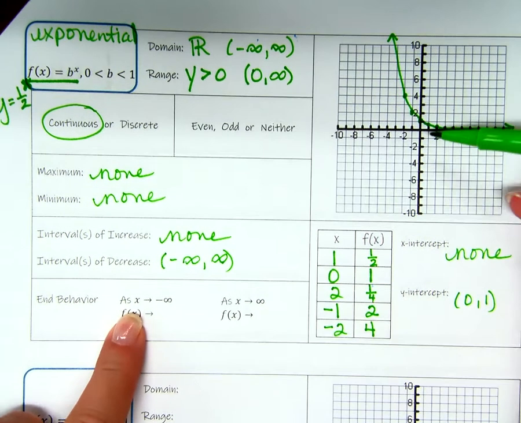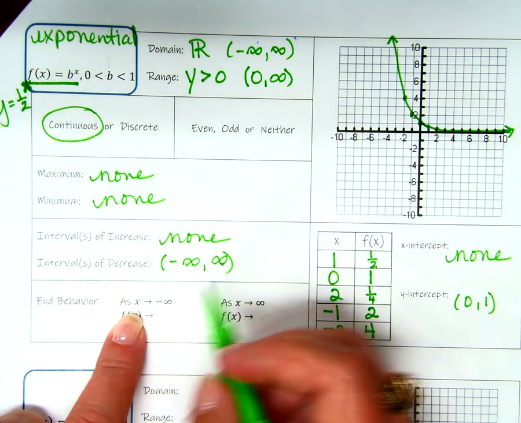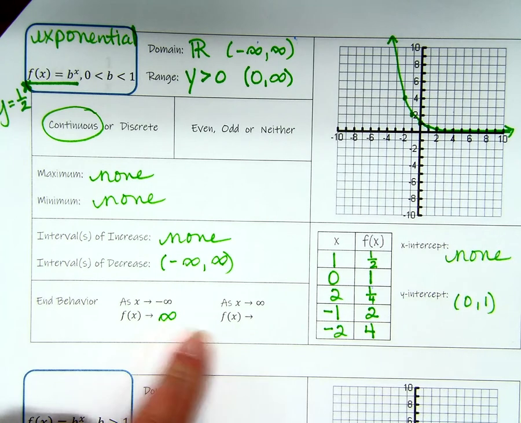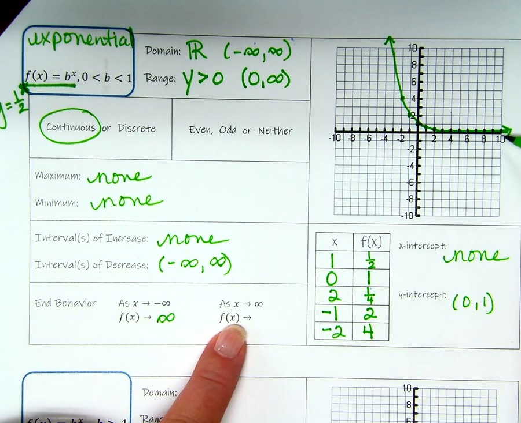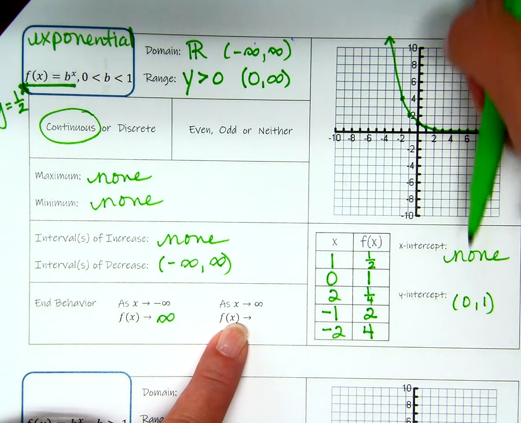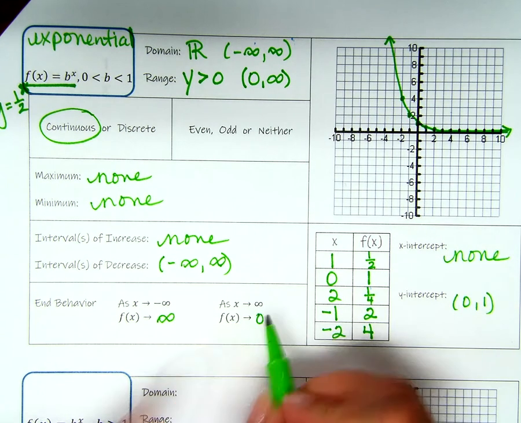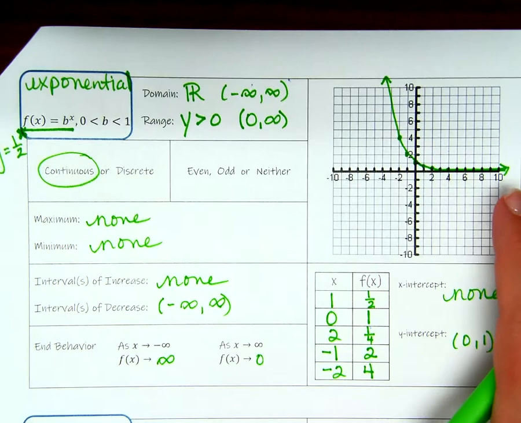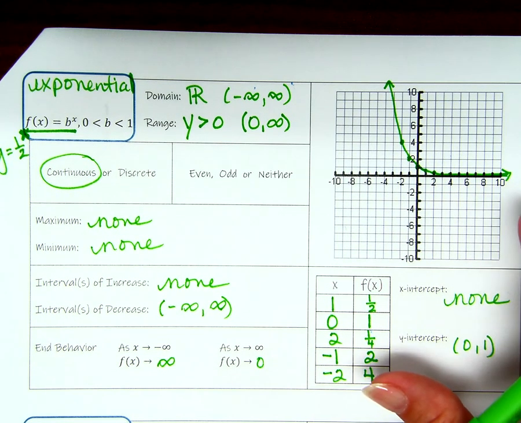So my whole domain is from negative infinity to positive infinity, right? So as x is going to the left, where is y going? To positive infinity because it's going up, right? As x is going to the right, where is y going? Is it going all the way down? Where is it going to? It's going to 0, right? Is it ever getting to 0? No.